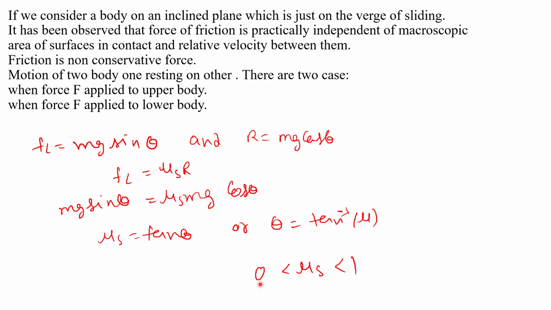Next, motion of two bodies, one resting on the other, can be dealt with easily using properties of friction and equations of motion. To understand this, consider the following two cases. First, when force is applied on the upper body. Second, when force is applied to the lower body.